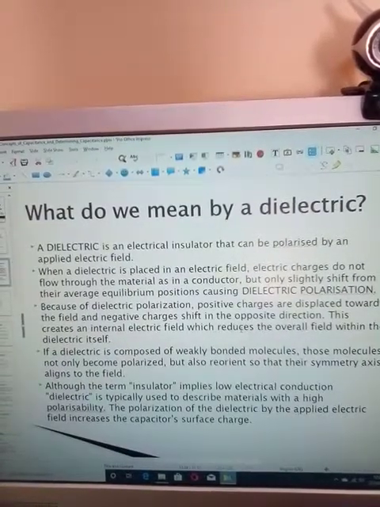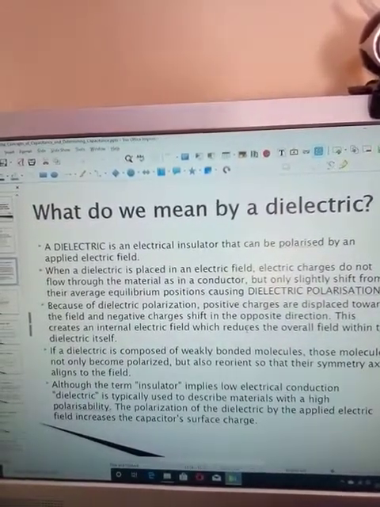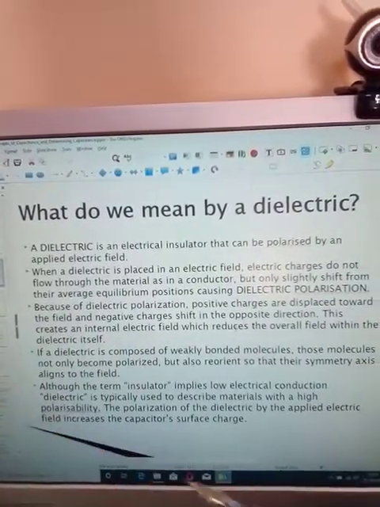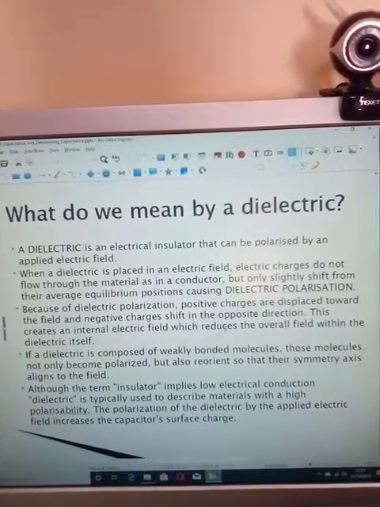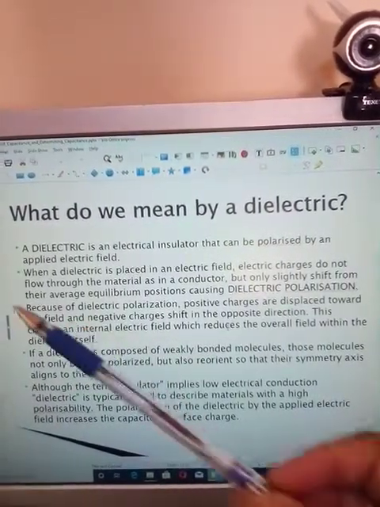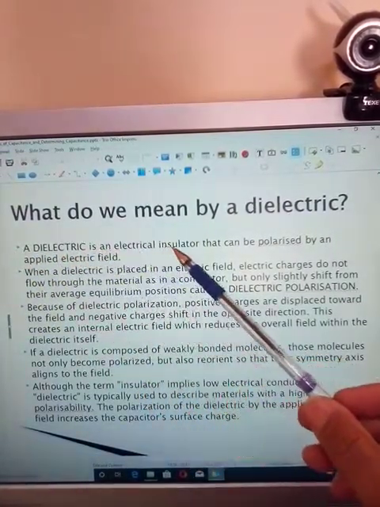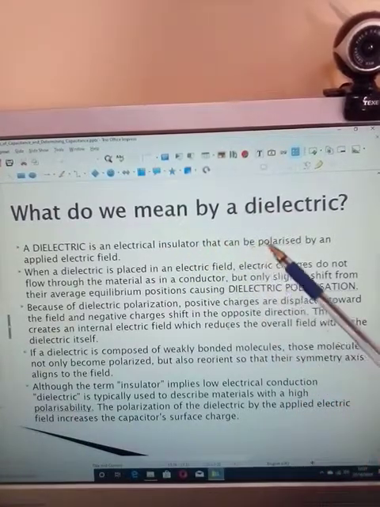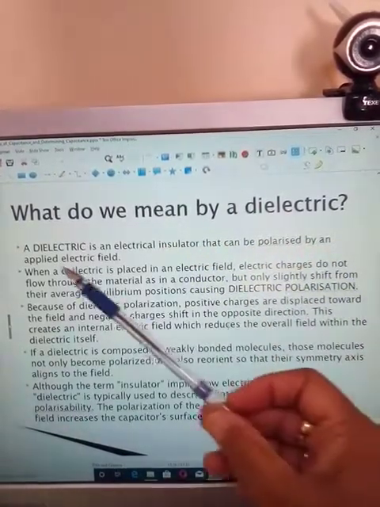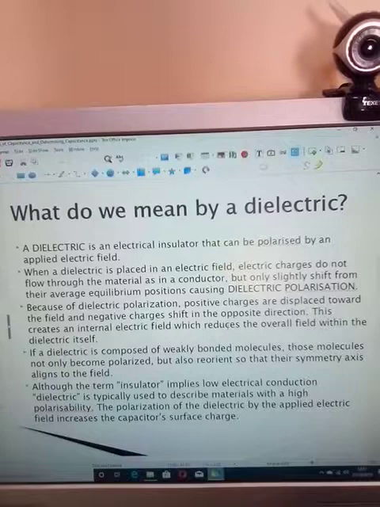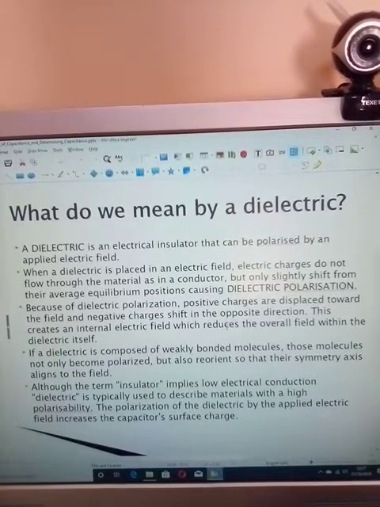Now what do we mean by a dielectric? Let's take this through step at a time. A dielectric is an electrical insulator that can be polarized by an applied electric field, meaning that we apply voltage to this dielectric, and it will have a response and it becomes polarized in one form or another. Okay.